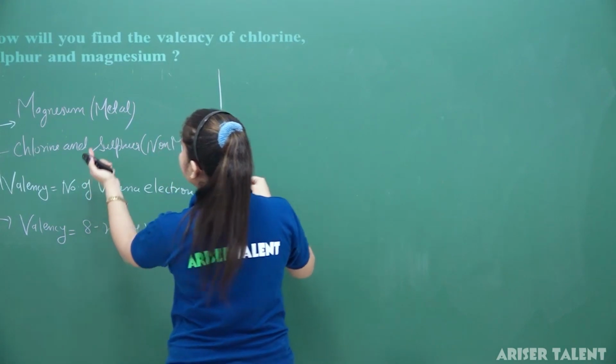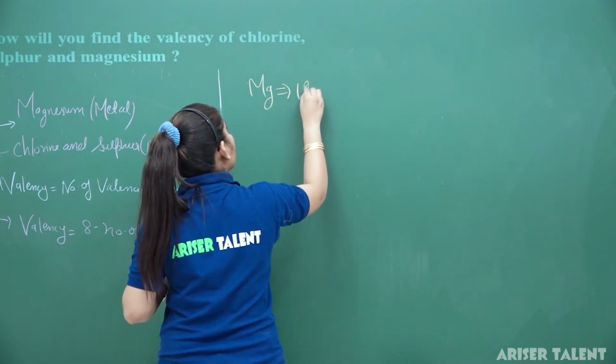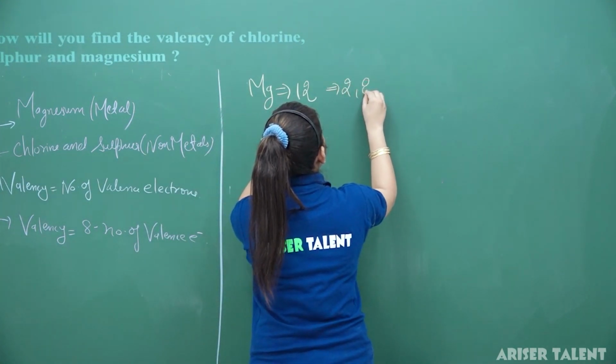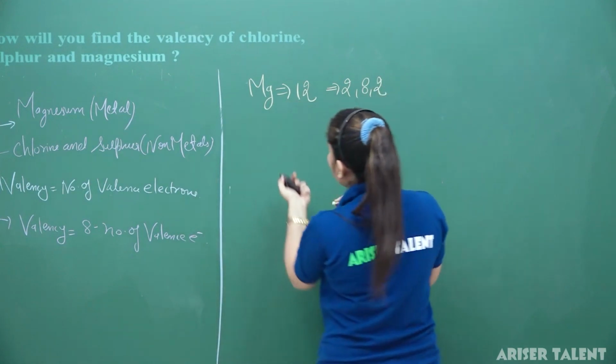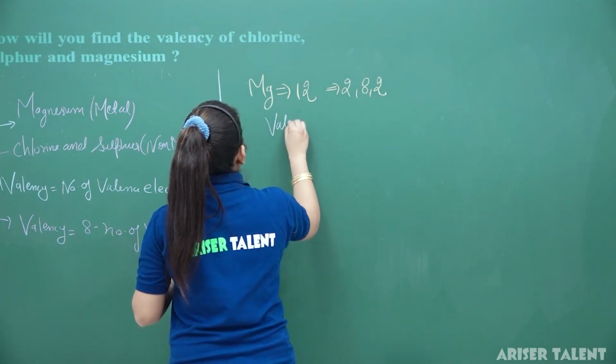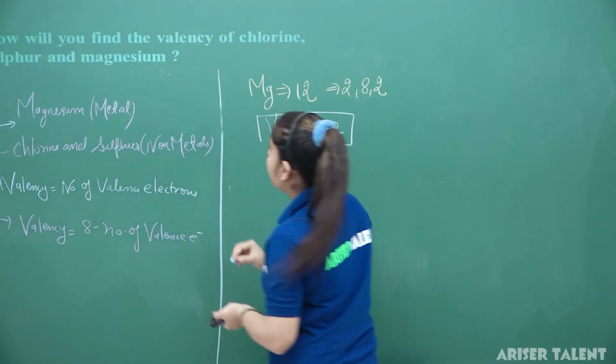Firstly, we will determine the valency for magnesium. Magnesium has atomic number 12. So its electronic configuration will be 2, 8 and 2. So the valency for magnesium will be 2. So the correct answer is 2.